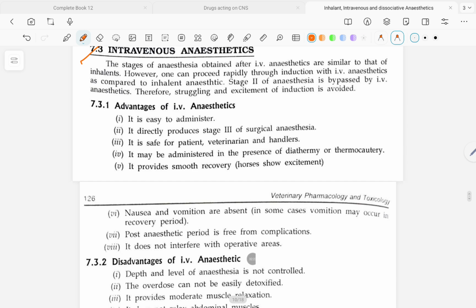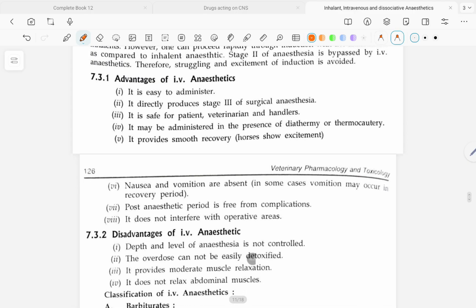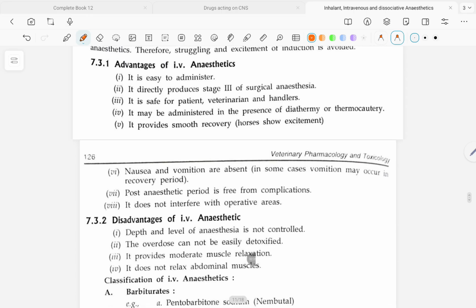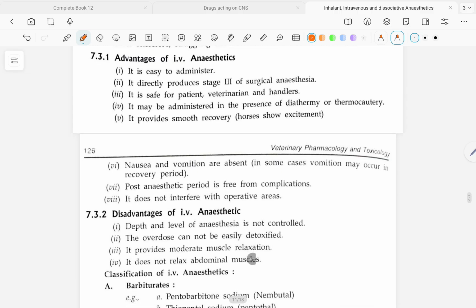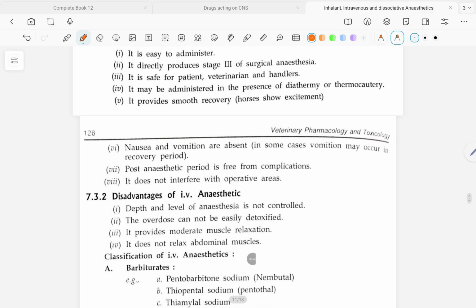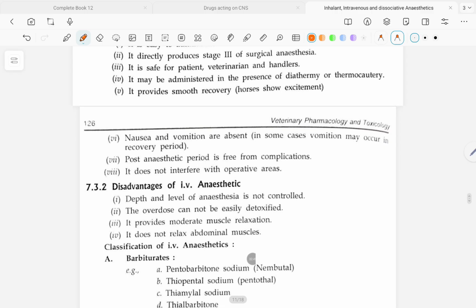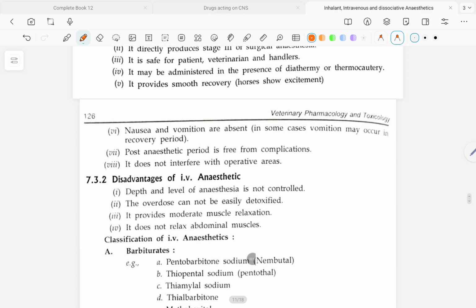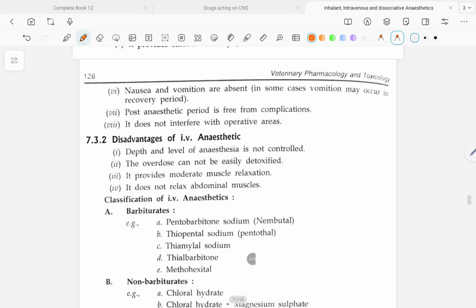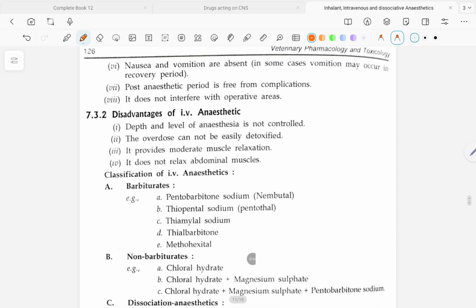Advantages of IV anesthetics: it is easy to administer. It directly produces stage 3 of surgical anesthesia. It is safe for patient, veterinarian and handlers. It may be administered in the presence of diathermy or thermocautery. It provides smooth recovery, with no post-anesthetic excitement. Nausea and vomiting are absent, though in some cases vomiting may occur in the recovery period. Post-anesthetic period is free from complications. It does not interfere with the operative area.